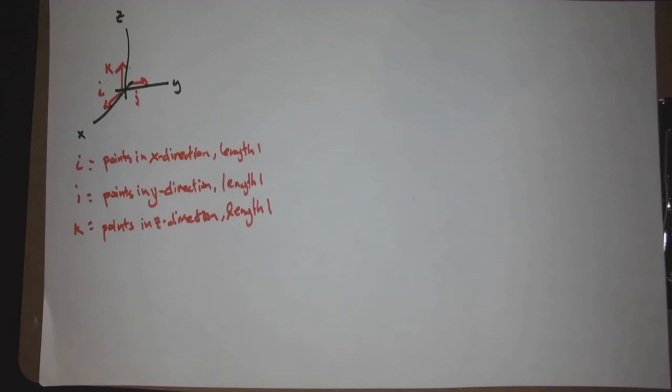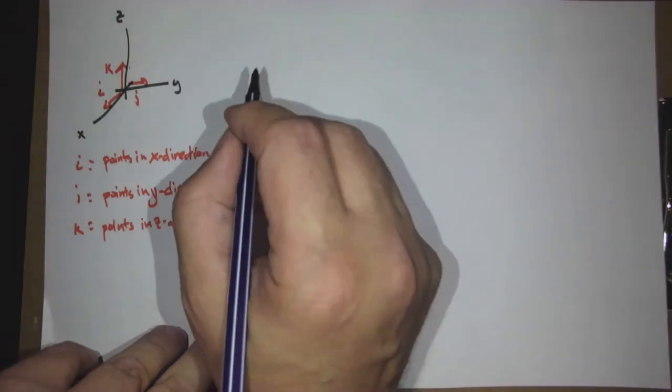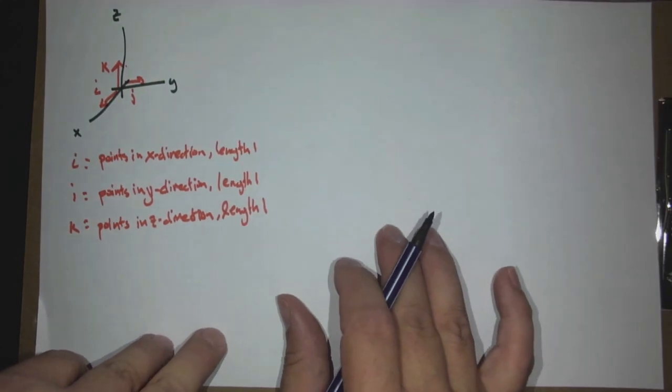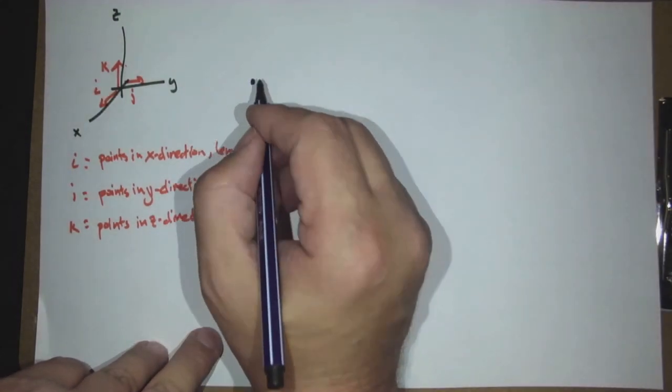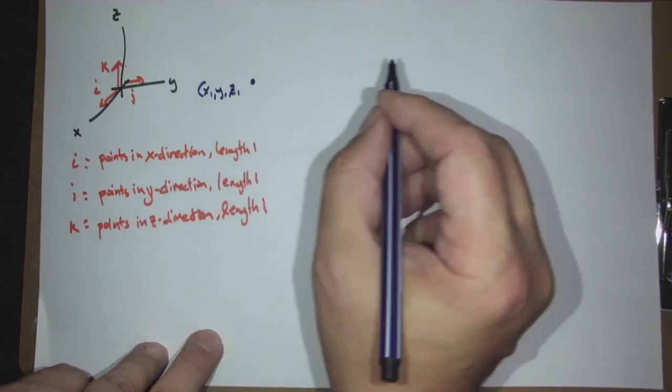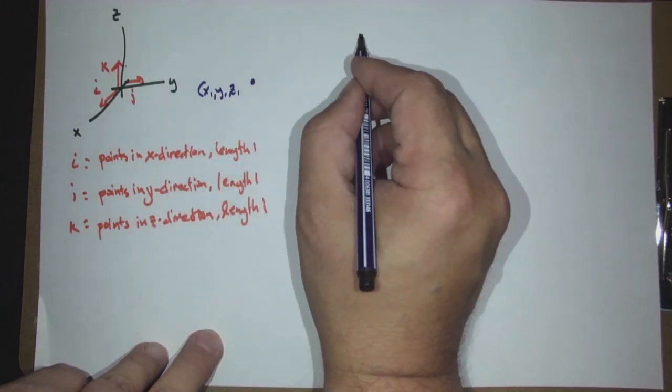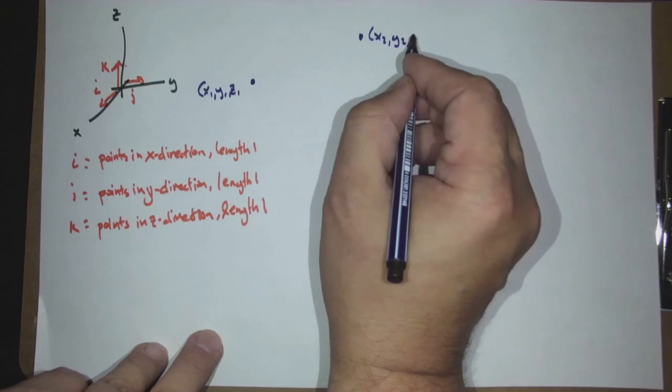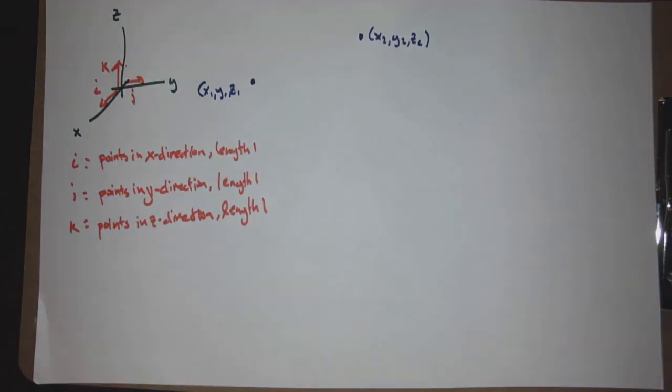Now what we want to do is say, can I somehow take a vector and rewrite it in terms of these three vectors, i, j, and k? Spoiler alert, yes. But picture-wise, how does it work? Well, we pick a point, any point. Suppose here I have a point, and we'll call it x1, y1, z1. And over here is x2, y2, z2.